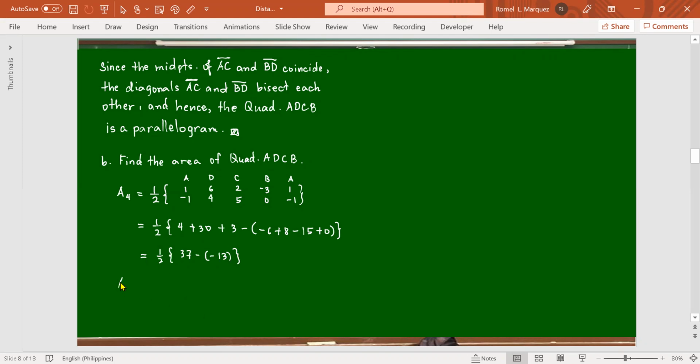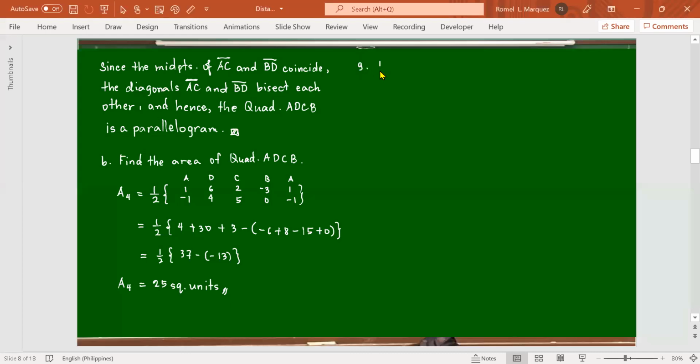Is it 25, the area, guys? Yes, sir. 25 square units. That's it. Actually, there is another way of finding the area, making use of matrices, of determinants. So you have to divide into triangles, and you will be able to get the area by using determinants. Okay?